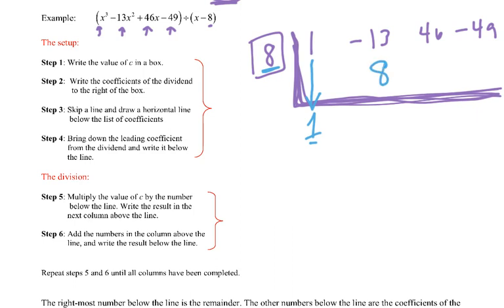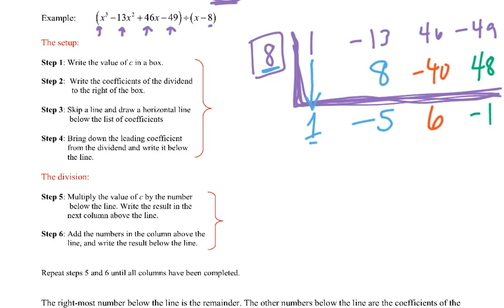So 8 times 1 is 8. We write it there. We then add the numbers in the column above the line and write the result below the line. So negative 13 plus 8 is negative 5. And now we repeat. Negative 5 times 8 is negative 40. 46 plus negative 40 is equal to 6. 6 times 8 is 48. Negative 49 plus 48 is negative 1.